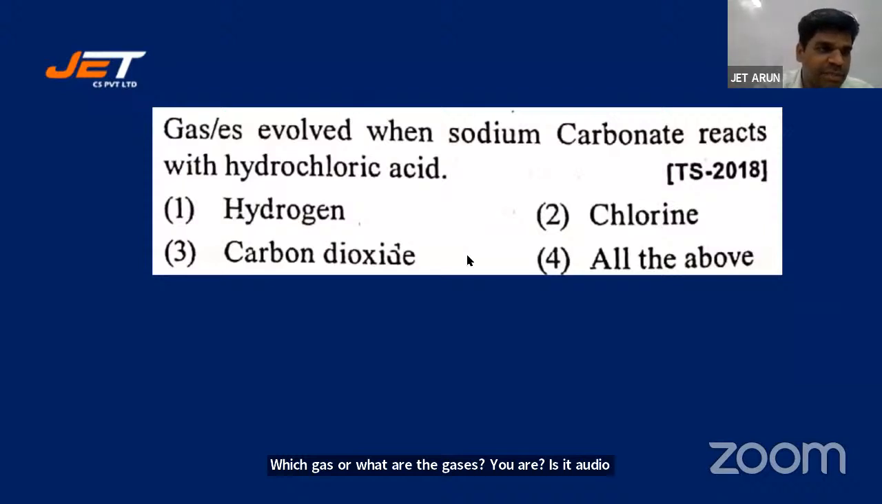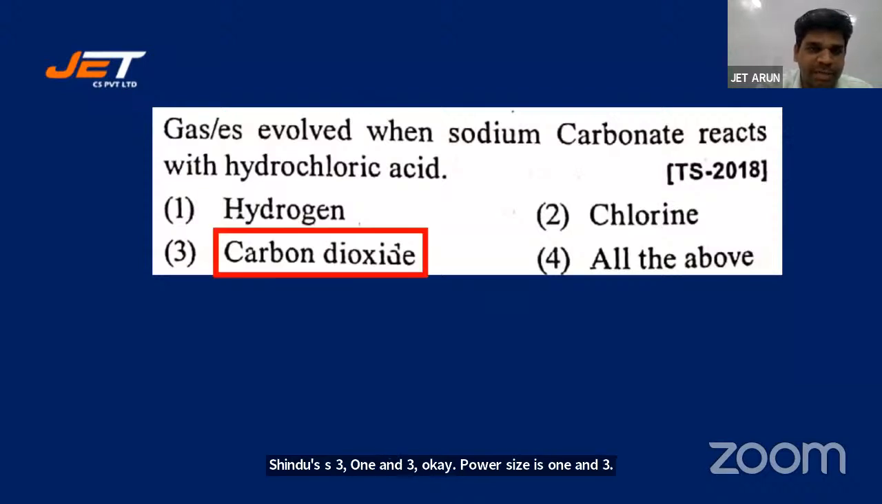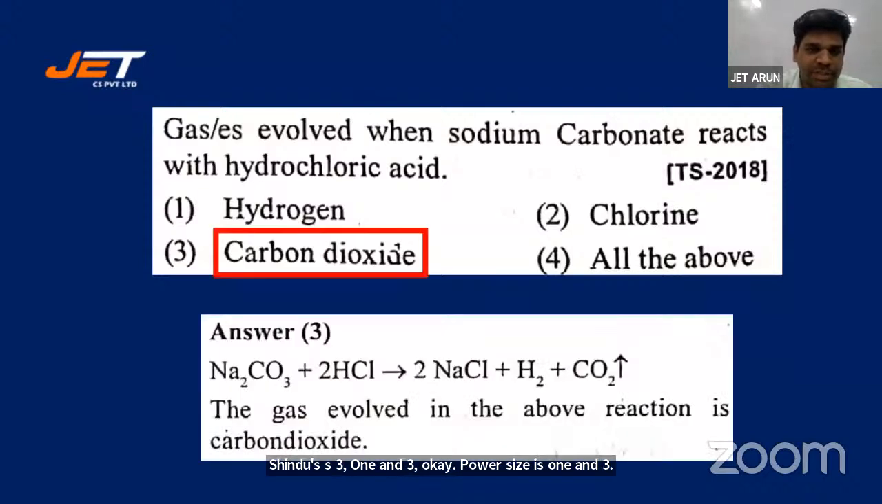Mixed response again. Shiv Kumar says 3, Zibronix says 4, Shiv Kumar 3. Sai Charan says carbon dioxide. Rajeshwari says 3, Rachana says 3, Shindu says 3, Bhavita says 3. 1 and 3. Okay. Pavan Sai says 1 and 3. Let's look at the key, students. It is 3 absolutely right. Here is the equation, students. Na2CO3 plus 2HCl gives rise to 2NaCl plus H2O plus CO2.